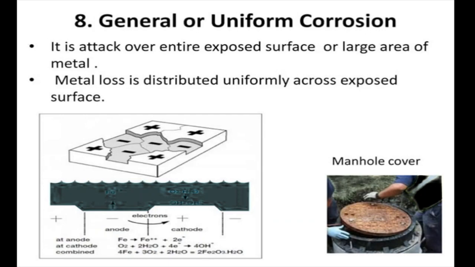The most common example of this type of corrosion is the manhole cover. In the case of a manhole cover, the entire large exposed area has some area which is raised and some area at a lower elevation, and whenever they are in contact with saline medium or any other electrolytic medium, it may be acidic or basic, this type of electron exchange or ion exchange effect will also occur.